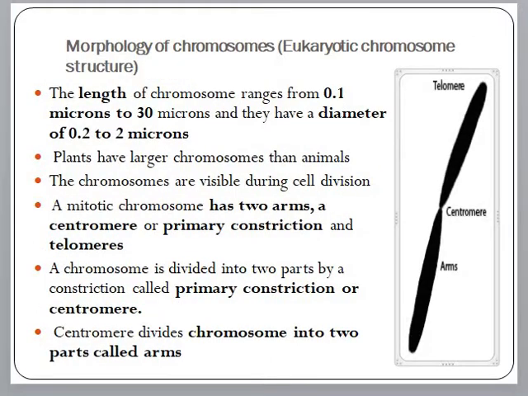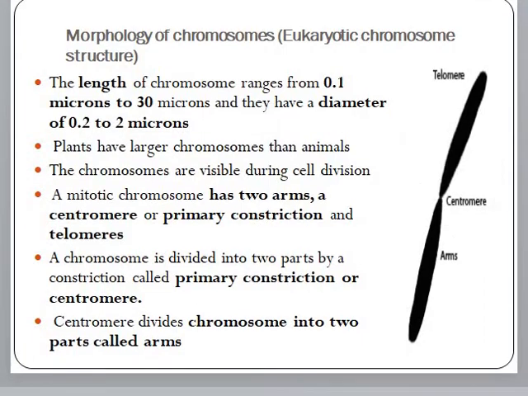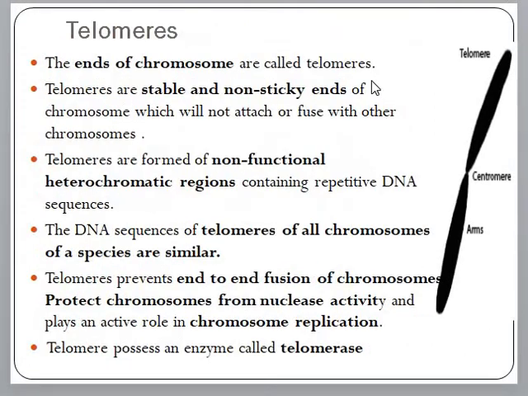If you see the morphology of chromosome, a chromosome has a length of 0.1 to 30 microns. They have a diameter of 0.2 to 2 microns, and they are observed during cell division. At other times they are seen in a cell as chromatin reticulum within the nucleus. It has two arms, and these two arms are formed by a constriction called the primary constriction, or otherwise the centromere. The presence of the centromere divides the chromosome into two parts called arms. The end of the chromosome is called the telomere.